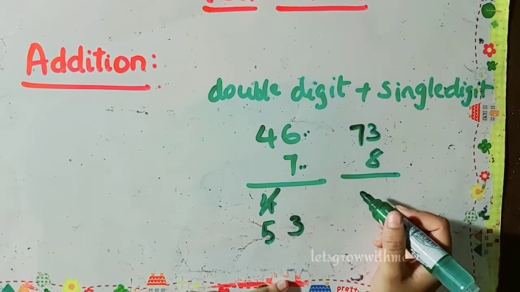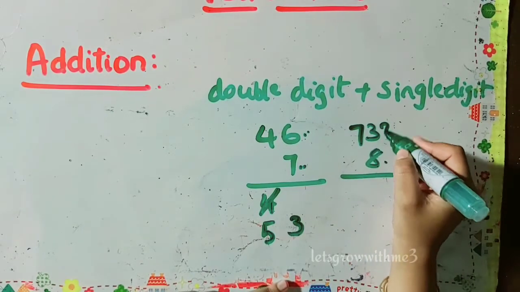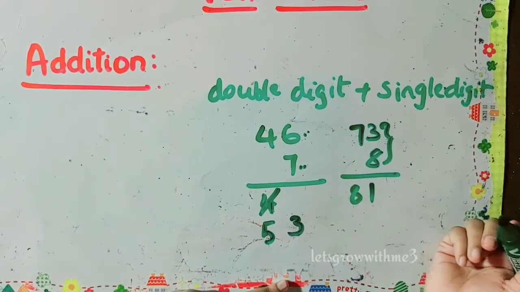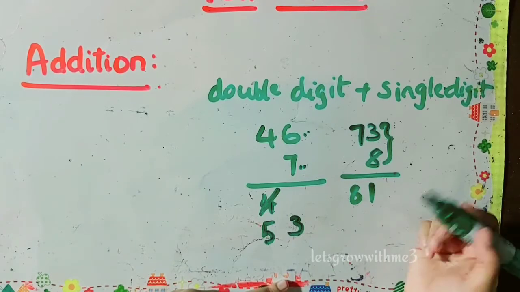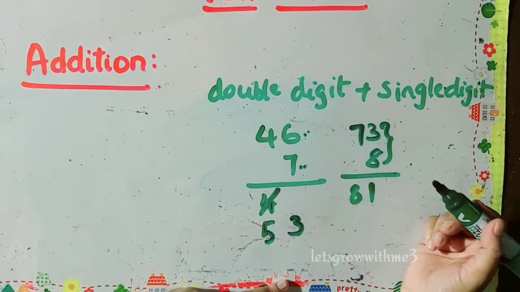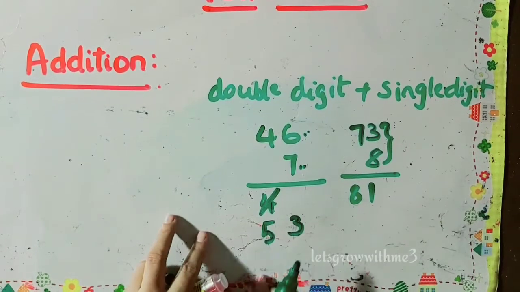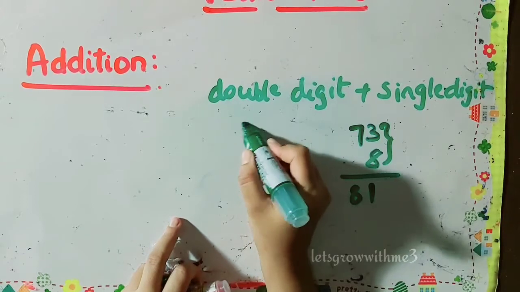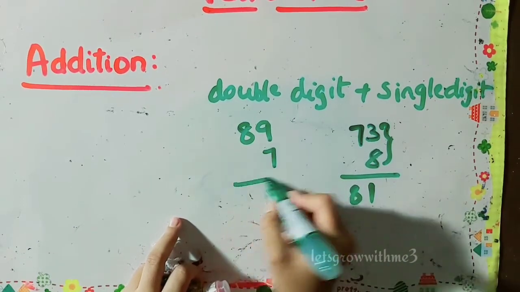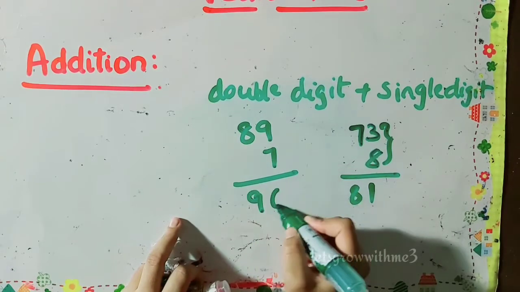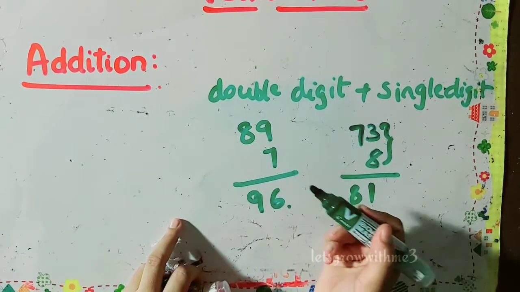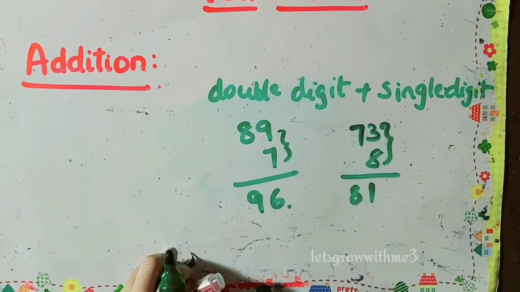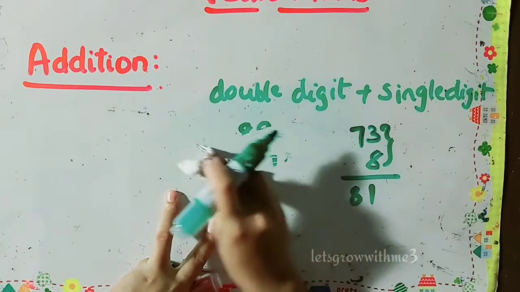Okay, if ones place has carry combination, then we need to add 1 in tens place. So 8 plus 3 is a carry combination, so add 1 to tens place, and in ones place you need to write down the end number. 8 plus 3 is 11, so the end number is 1. Okay, so the answer is 81. So let's see a few more examples. 89 plus 7. So 89 plus 7 means 96 because it's a carry combination. So add 1 to tens place, which is 9, and then 9 plus 7, the end number is 6.